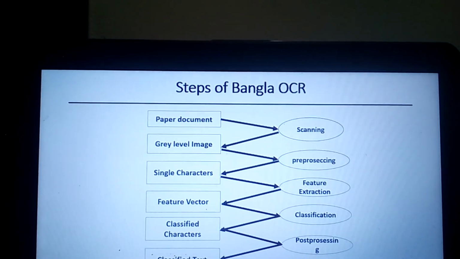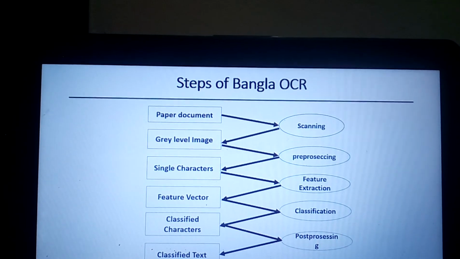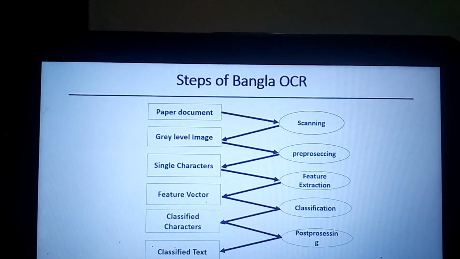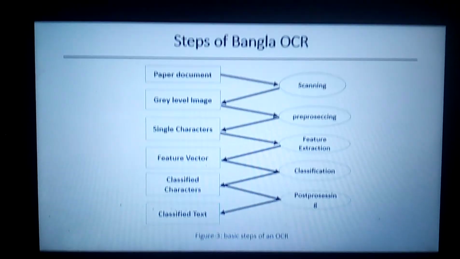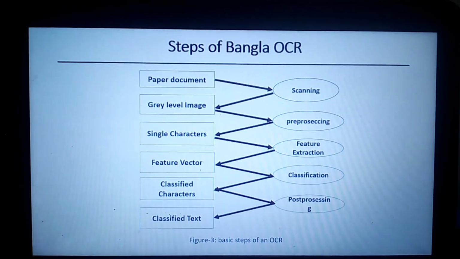First, the paper document is scanned and then it is turned into a gray level image. And then after pre-processing, we get to a single character. Then we extract features from these characters and store them into a feature vector. Then we run some classification algorithm to get classified characters. Then in post-processing, we look for errors.